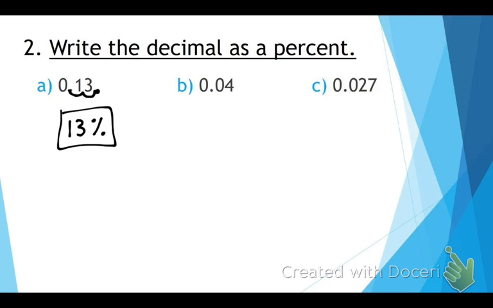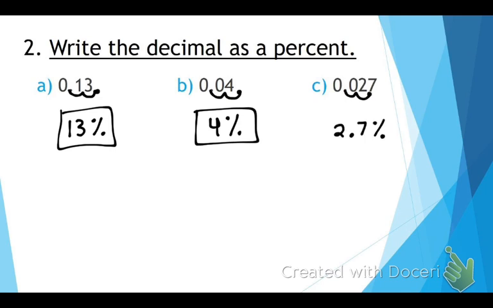Ashley, help me out with the next one. It says 0.04. What should I do? Move it 2 times to the right, and what do you get? 4% is correct. Last one, Mason. 0.027. Change it to a percent. Okay, move it to the right 2 times, and what are you left with? 2.7%. Once again, thank you for telling me the percent sign. And if you ever want to, just go back, reread the directions, write the decimal as a percent, then you know your answer is going to come out as a percent.